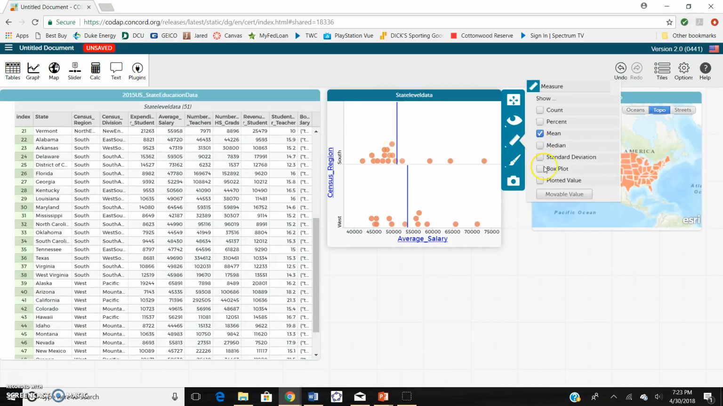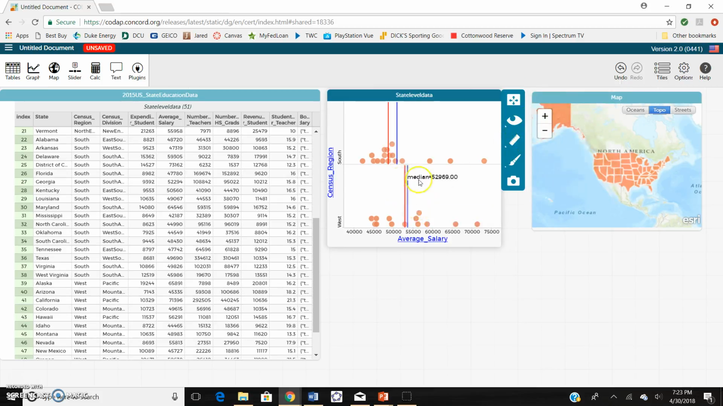And so let's look at the median and see what that tells us. And we are getting similar or the same information from median, meaning that the typical salary in the West is going to be larger than it is in the South. So if I were choosing where I wanted to work based on average salary, I would choose the West because they have a typical larger salary in the West than they do in the South.